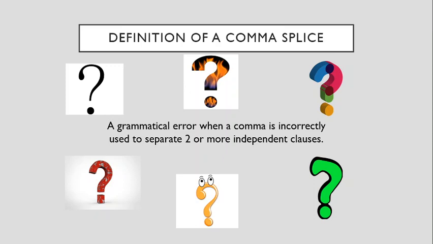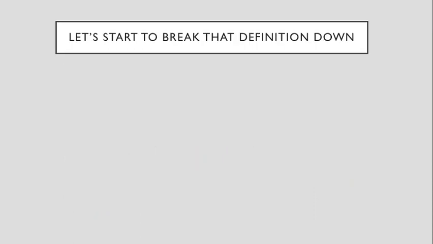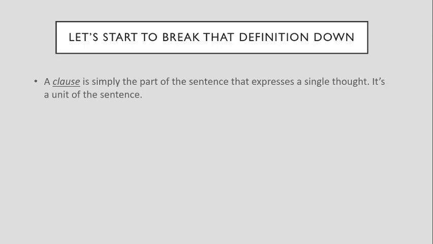It is perfectly okay if this definition is confusing for right now. I'm actually not going to talk about that definition directly at this moment. I'm going to break down the parts of that definition and then we are going to go back to it. So let's start breaking that definition down. One of the main words that is included in that definition is a clause. A clause is simply a part of the sentence that separates a single thought. It is a unit of the sentence.